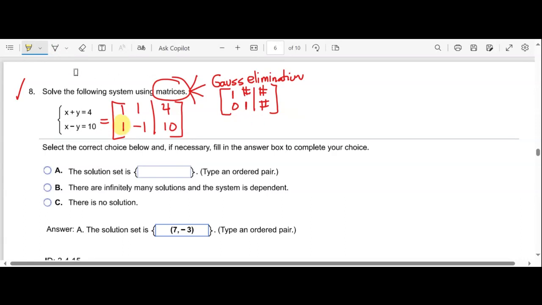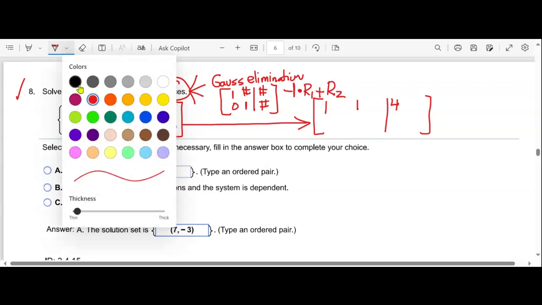How can I make this 0? Multiply row 1 by -1, and then add it to row 2. It will give us 0. So let's do this. Row 1 stayed the same. I didn't do anything to row 1.